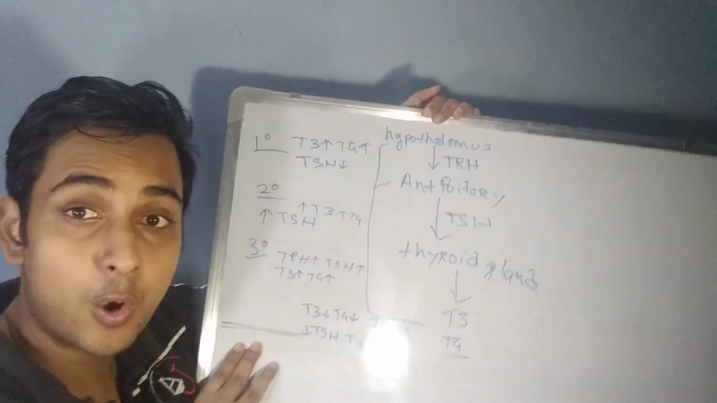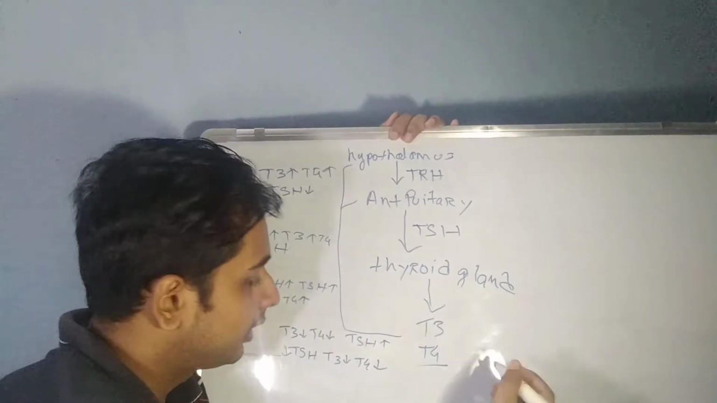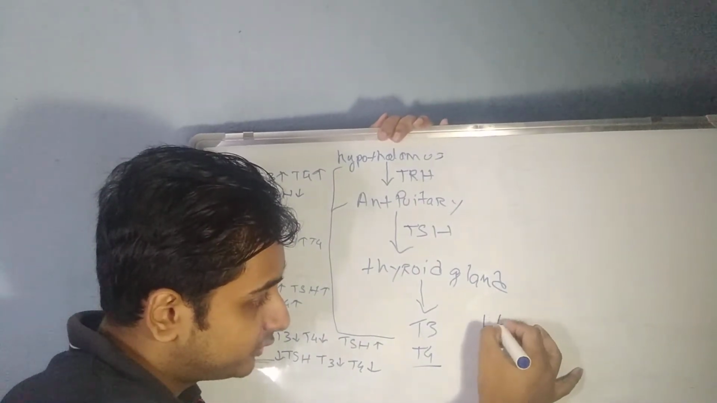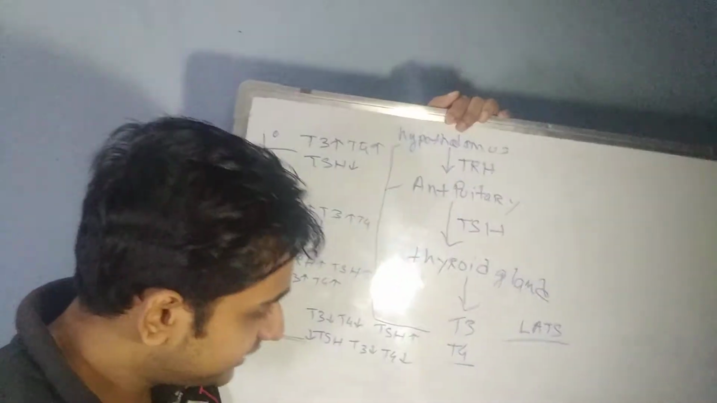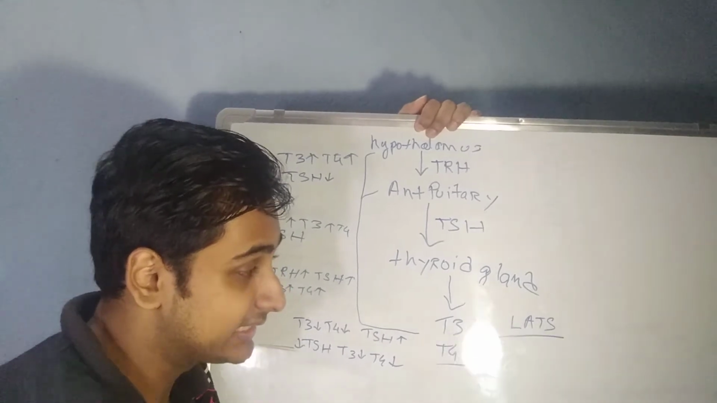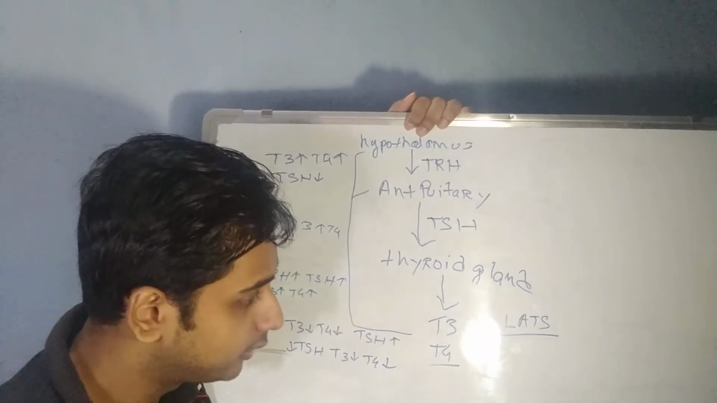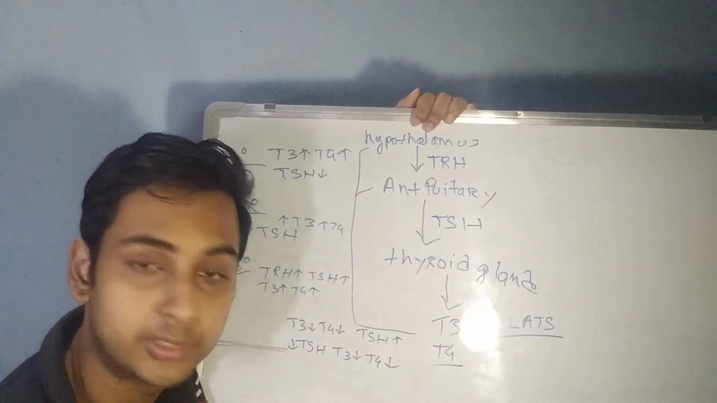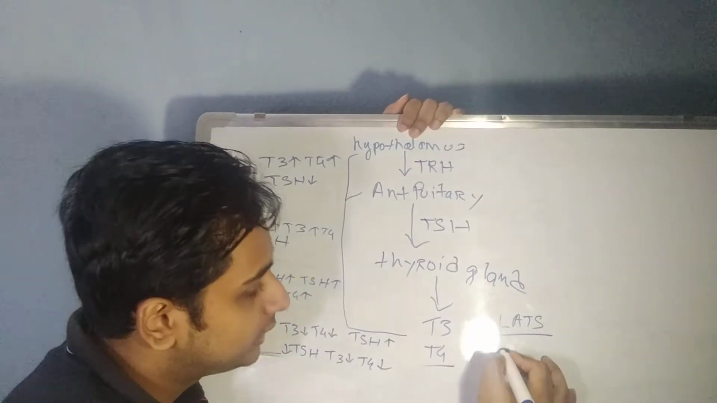Okay, so as I told you, the main problem is Graves' disease. What is actually happening in Graves' disease? You have to understand one thing. Graves' disease is an autoimmune disease in which you're producing an antibody. This is known as LATS. This means long-acting thyroid stimulating antibodies. Okay, long-acting thyroid stimulating antibodies. Now, remember this LATS is very similar structurally to TSH.